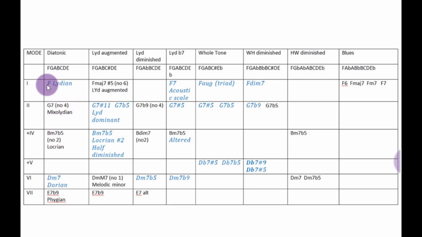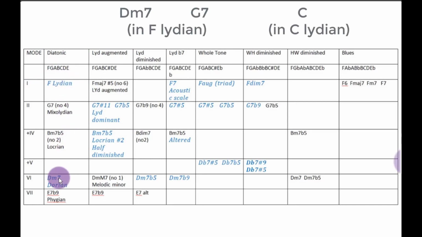But you never go into F Lydian then. What you do is you change into the key of C Lydian and you put the primary chord down on mode 1, which would be C major 7 or C major, right? So you would get D minor 7, G7 in F Lydian, then it would go to C Lydian.